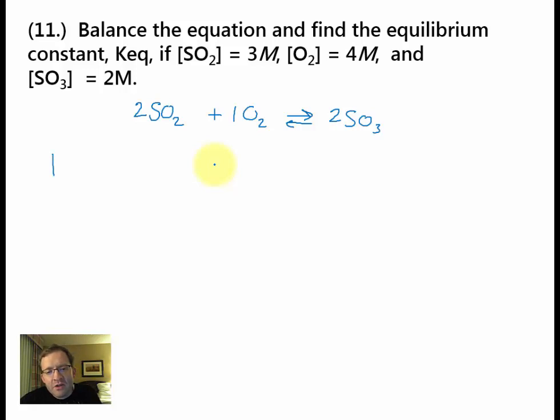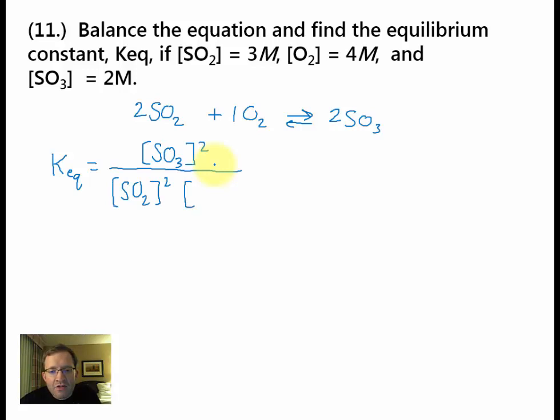What I want to encourage you to do with these first few examples is to go ahead and just set up the expression first. So before you start doing the math, go ahead and set the expression up. Well, it's going to be SO3 on the top, that's my only product, squared. And then on the bottom, I'll have my 2 reactants. I have SO2, that's also squared, and oxygen to the first power. And again, watch those coefficients in the balanced equation. Make sure they show up in your KEQ expression.